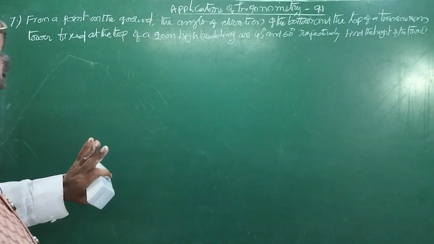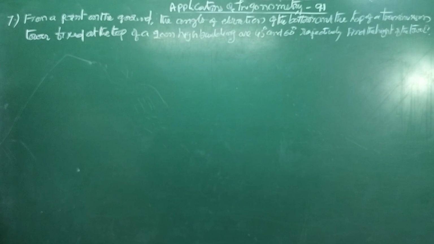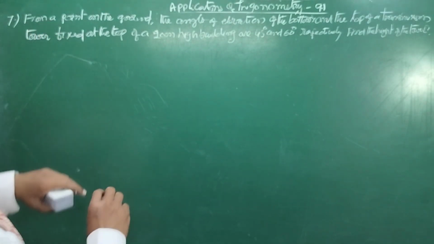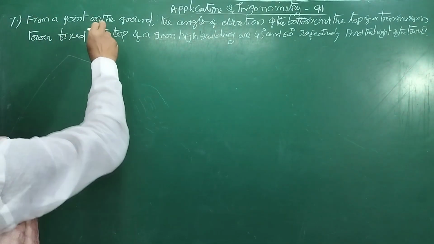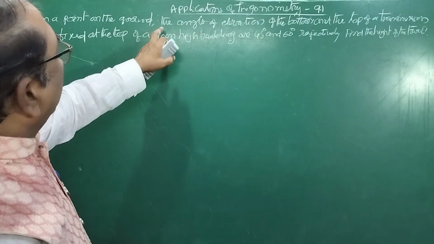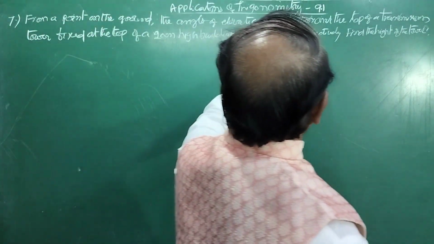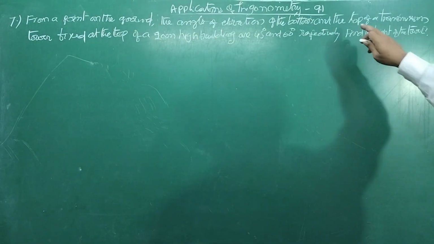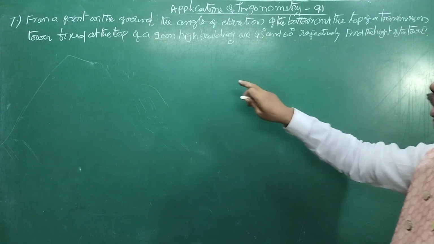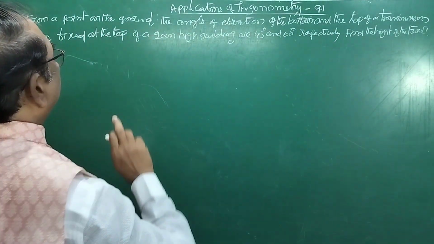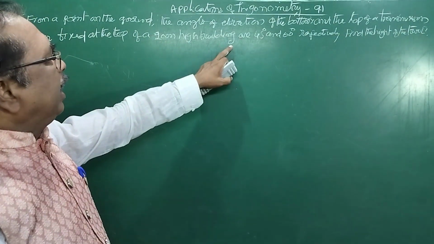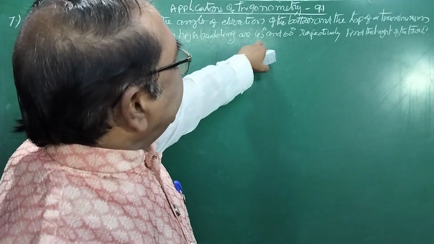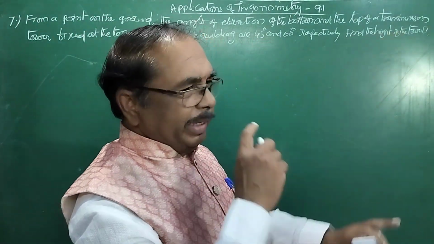Application of trigonometry 9.1, seventh problem. Let us learn. Let us read the problem. From a point on the ground, the angles of elevation of the bottom and the top of a transmission tower fixed at the top of a 20 meter high building are 45 degrees and 60 degrees respectively. Find the height of the tower.